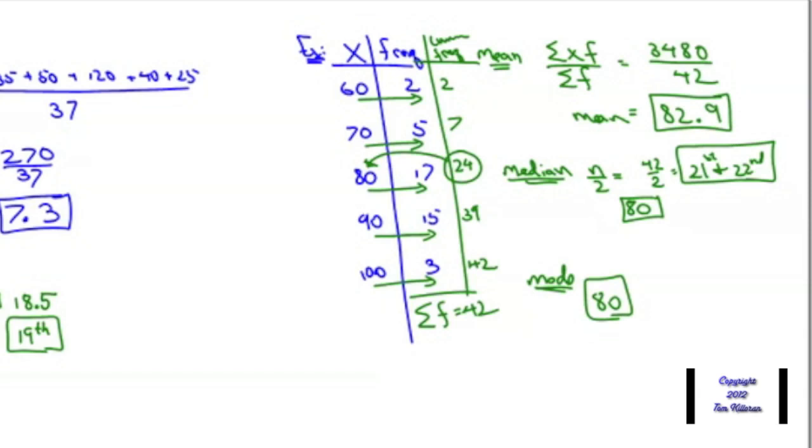How do you get the mode? You go up the frequency. Mode means what? Most frequent. What's the largest frequency? 17. Okay. And what's the data value associated with 17? 80. Never answer frequency. Always answer data.